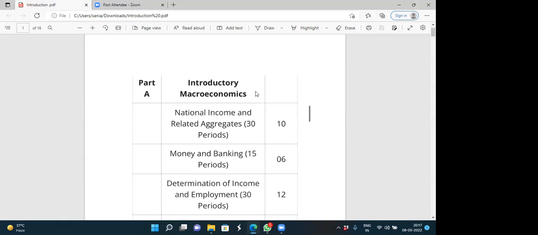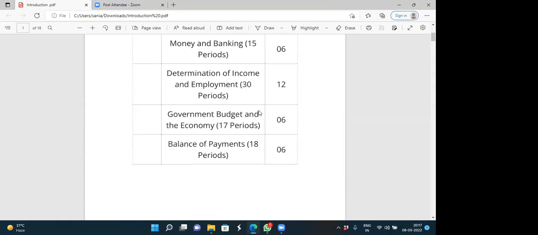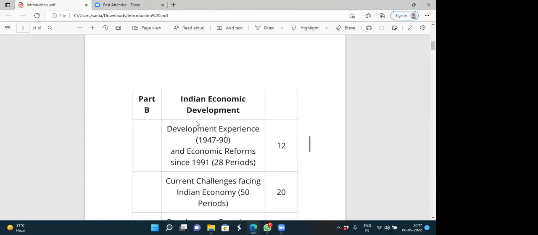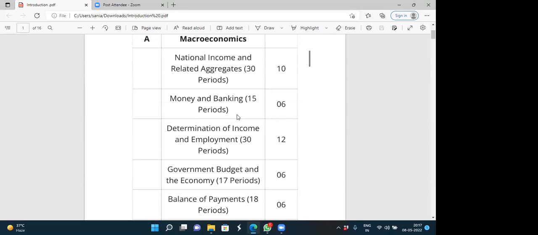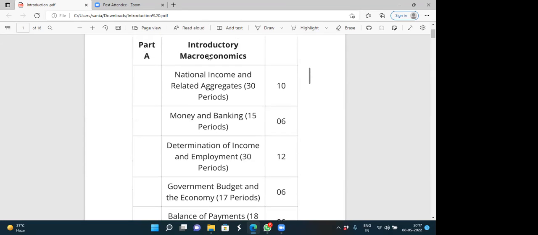First is introductory macroeconomics. It can differ, but the first book is about macroeconomics and the second book is Indian Economic Development, right? So we'll start with the first book and see what chapters we need to understand. The first chapter is national income and related aggregates. You can ignore other things like the 30 periods. You can take out your pen and notebook and write this.